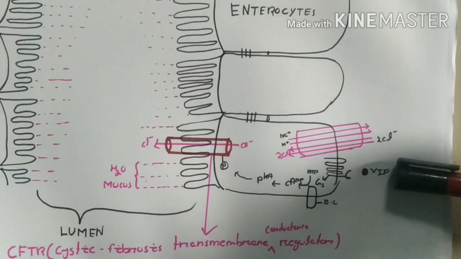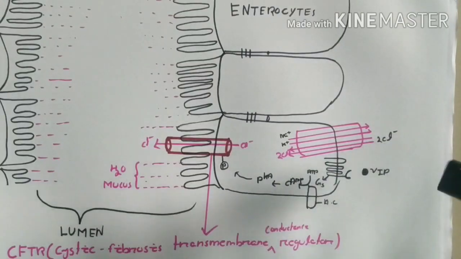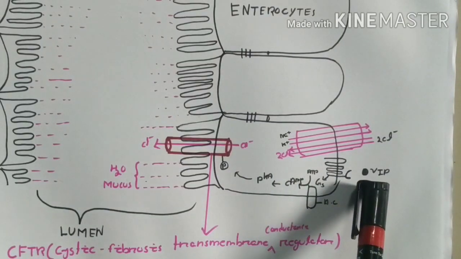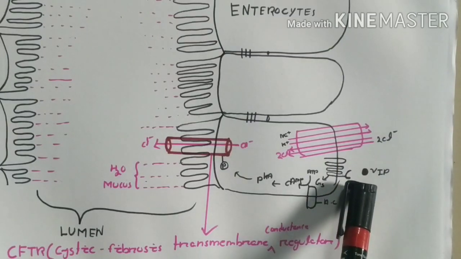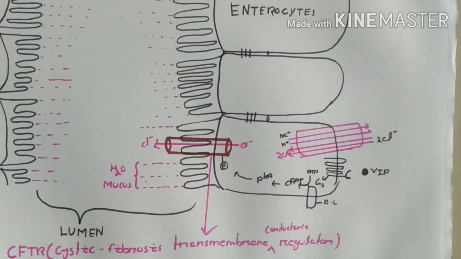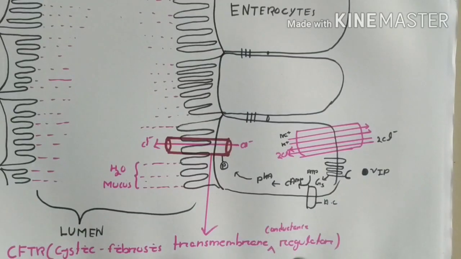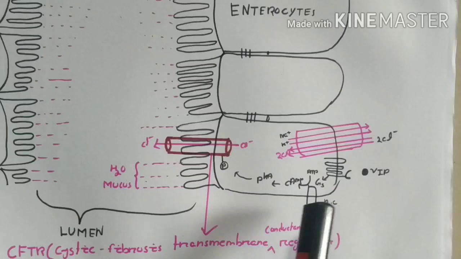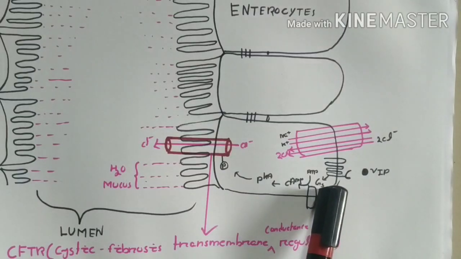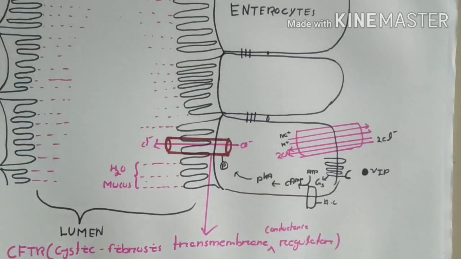There is a ligand known as VIP. VIP is known as vasoactive intestinal peptide. So when this VIP binds to the VIP receptor, which is a GPCR receptor, the Gs subunit is activated from the trimeric alpha beta gamma subunit.